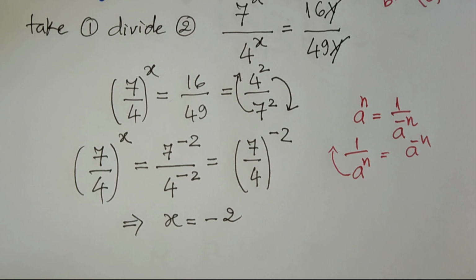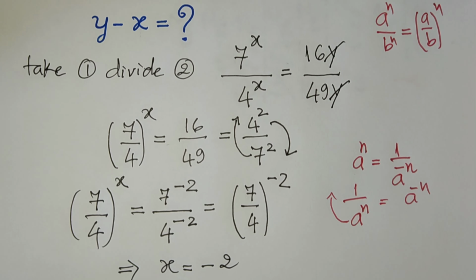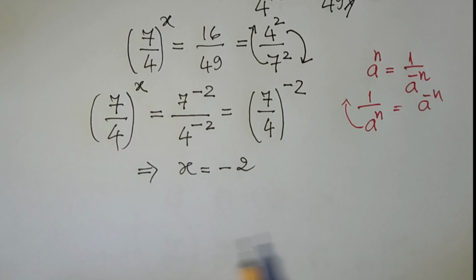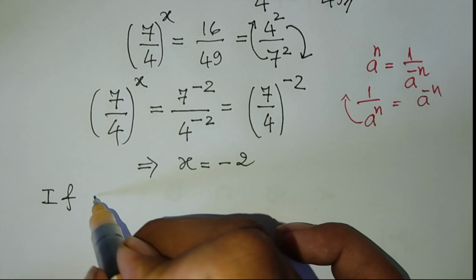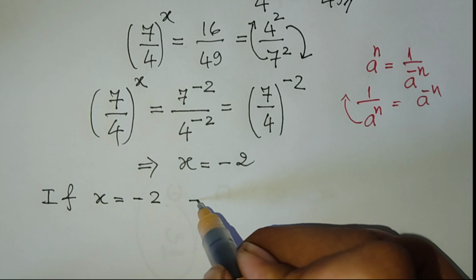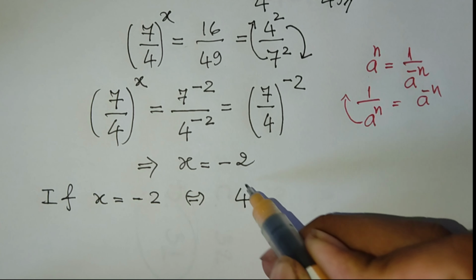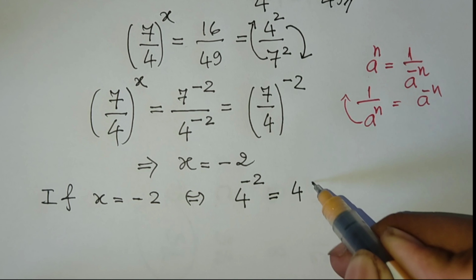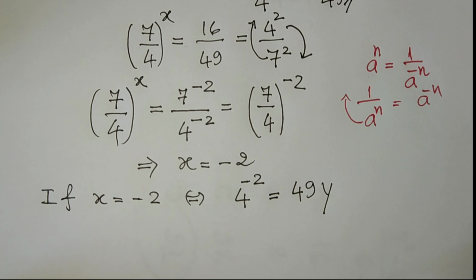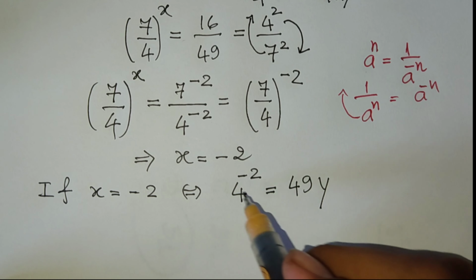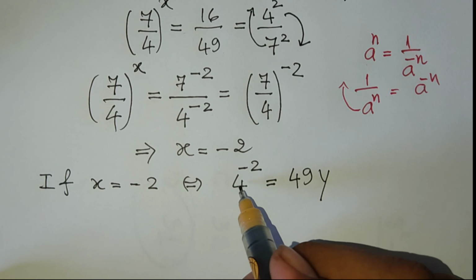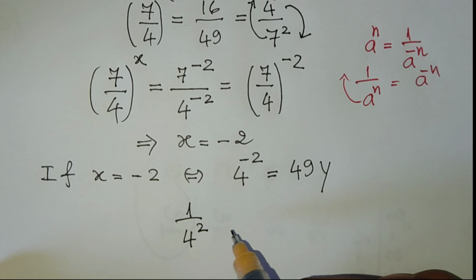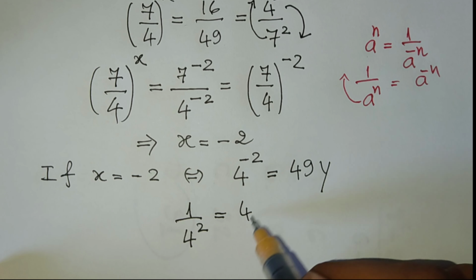And now take x equals negative 2 and replace it in the second equation. So if x equals negative 2, we get 4^(-2) equals 49y. And now this 4^(-2), we get 1 divided by 4 squared, and it equals 49y.